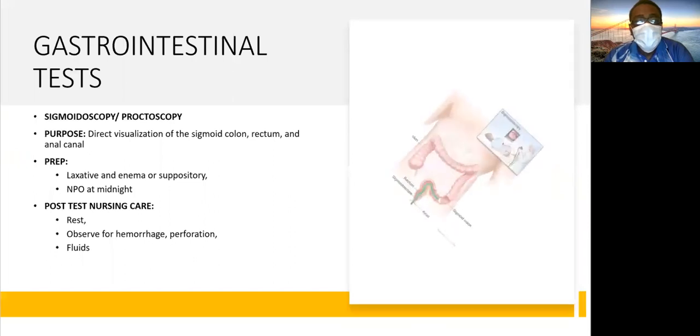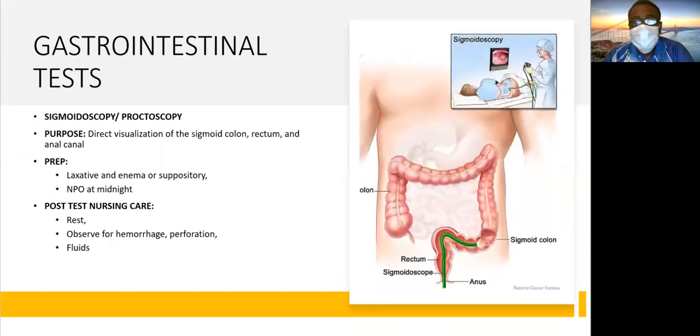Another test we could look at is the sigmoidoscopy or proctoscopy. Here you directly visualize the sigmoid colon, the rectum, the anal canal. So you can see the screen. So that's a direct visualization of the lower digestive tract. So part of your preparation, you want to give a laxative the night before the exam and an enema, or even a suppository the morning of the procedure. And then you want to keep him nil per oral at midnight.